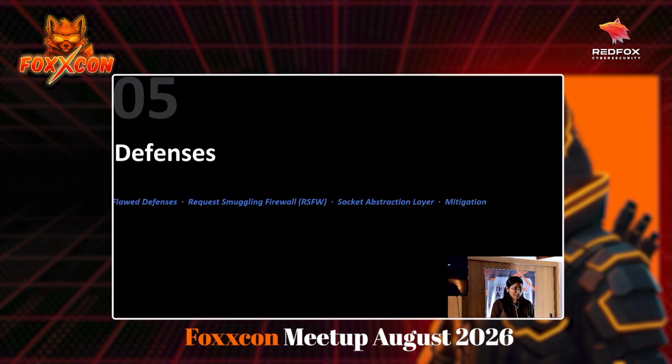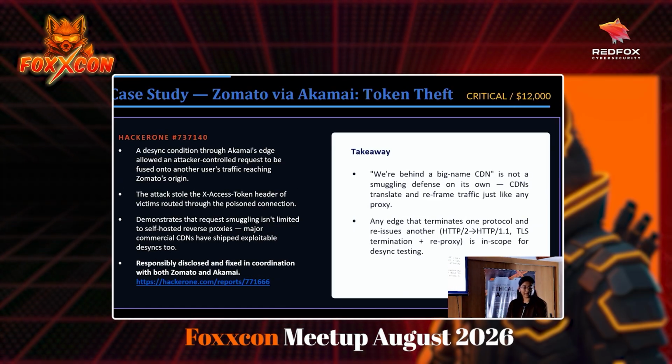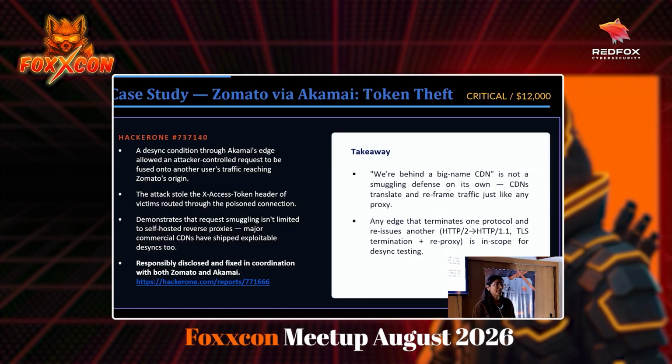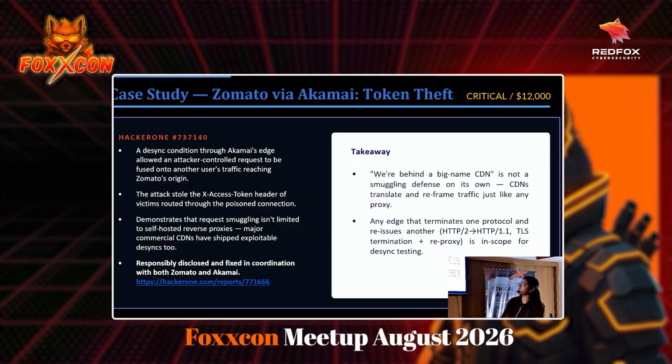There are so many cases recorded, but we'll talk about 2 right now. Case study, Zomato via Akamai. In this, the attacker attached a GET request along with the DELETE request. Basic CL.TE vulnerability, and the account takeover was through token theft.